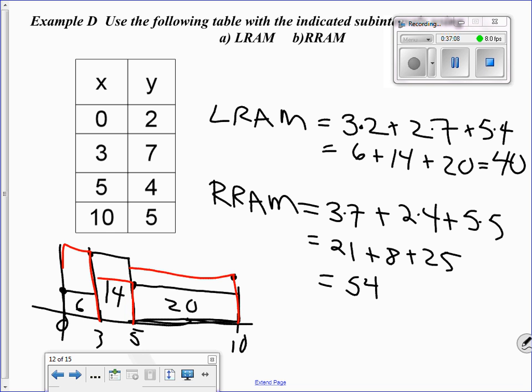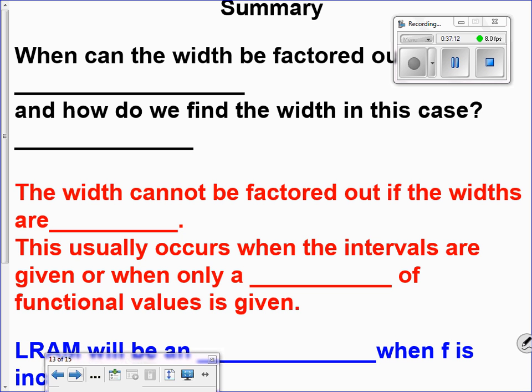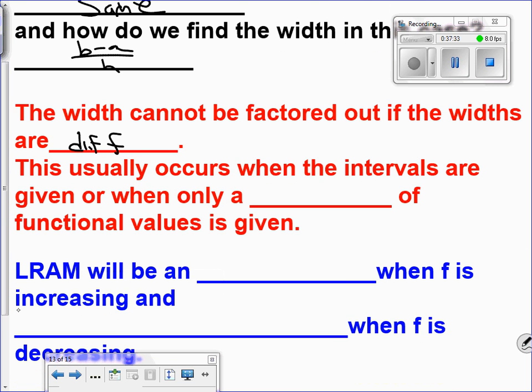Sounds good. All right, let's fill in this little summary. Okay, so when can we factor out the width? When the widths are all the same. And how do you find the width? What was that little formula? Do you remember when you just have the equation? (b minus a) over n. It can't be factored out if they're different. And this usually occurs only when you have a table or they give you the intervals.